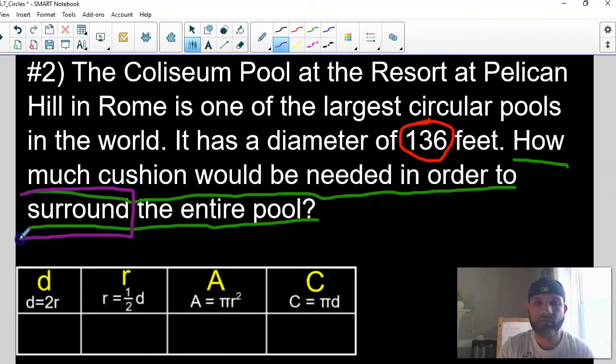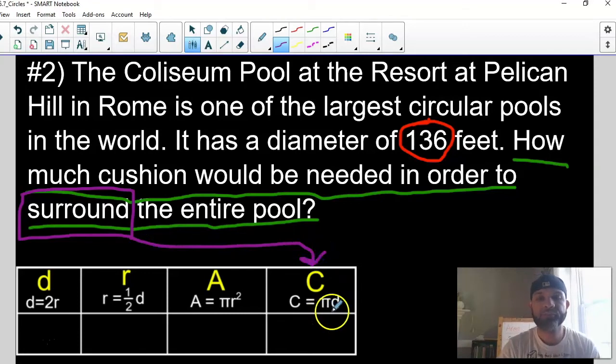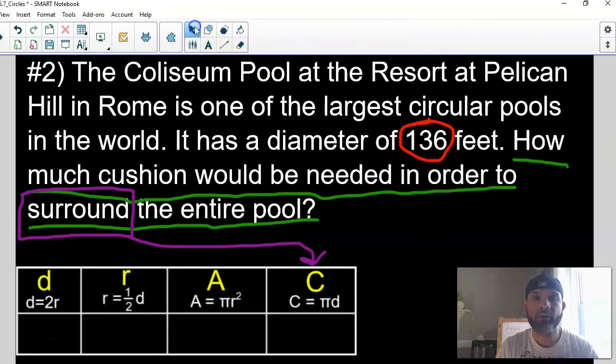Surround. If you're surrounding something, you're going around it, right? So sometimes there's cushion on the outside of the pool. And if they're going to put cushion, how much would be needed around the entire pool? So we're going to find the circumference of the pool by multiplying pi times the diameter. Well, we know the diameter. We have our DRAC chart. Let's go ahead and fill it out here.